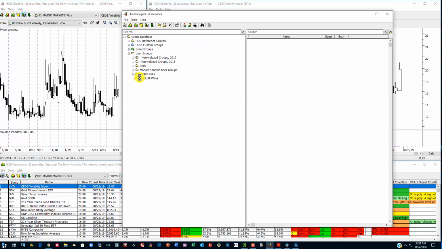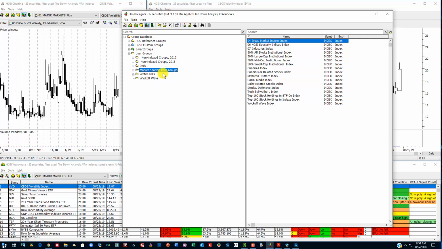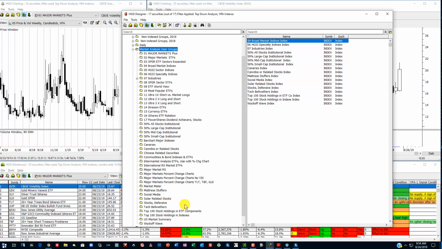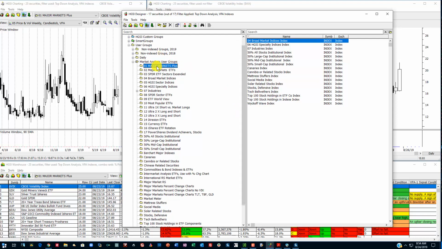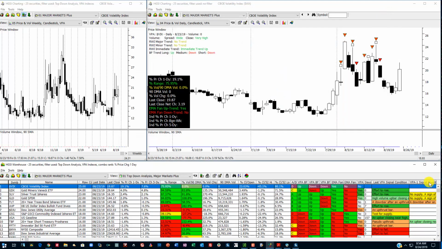I'm going to open up the groups, and just in case you're new to HGSI, I do produce a file called Market Analysis User Groups. It's got a lot of folders in it, yes, but they all serve a purpose, and there's a lot of pertinent and valuable information in here. What I'm working out of today for this video is this folder right here, the Major Markets Plus. Years ago I named it that because it has the major markets in it, plus I've added some ETFs just to get a feel for the overall market.